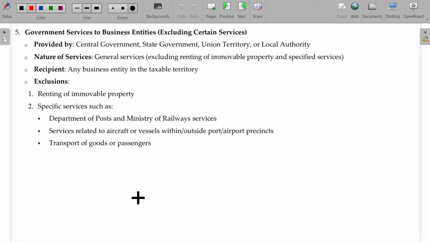Now, the central government, state government, union territory, and local authority rendering services to whom? Any business entity, not for the individual case, most probably business entity. In this case, RCM basis will be applicable.